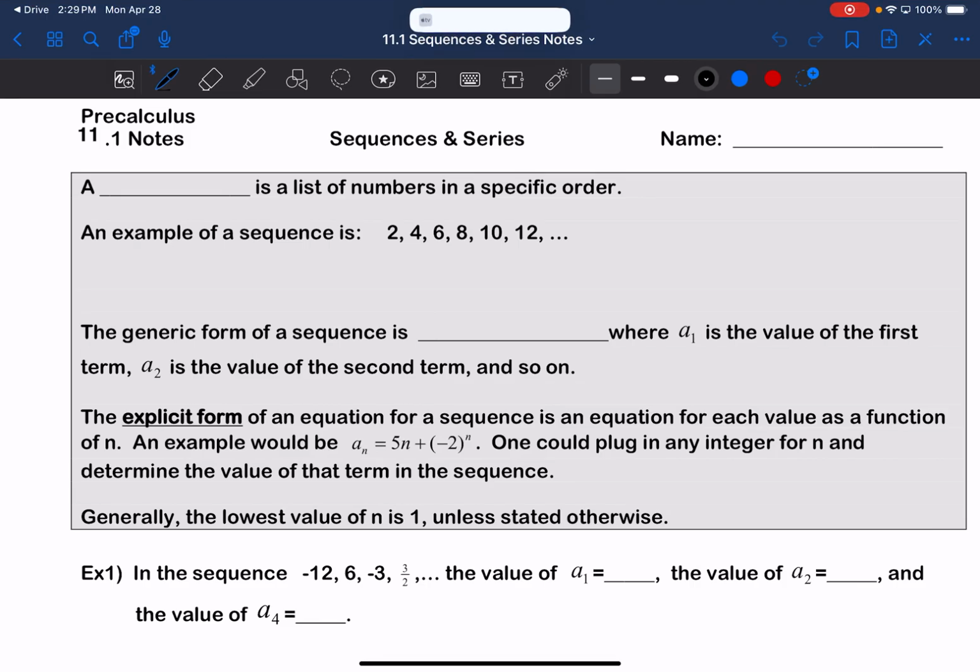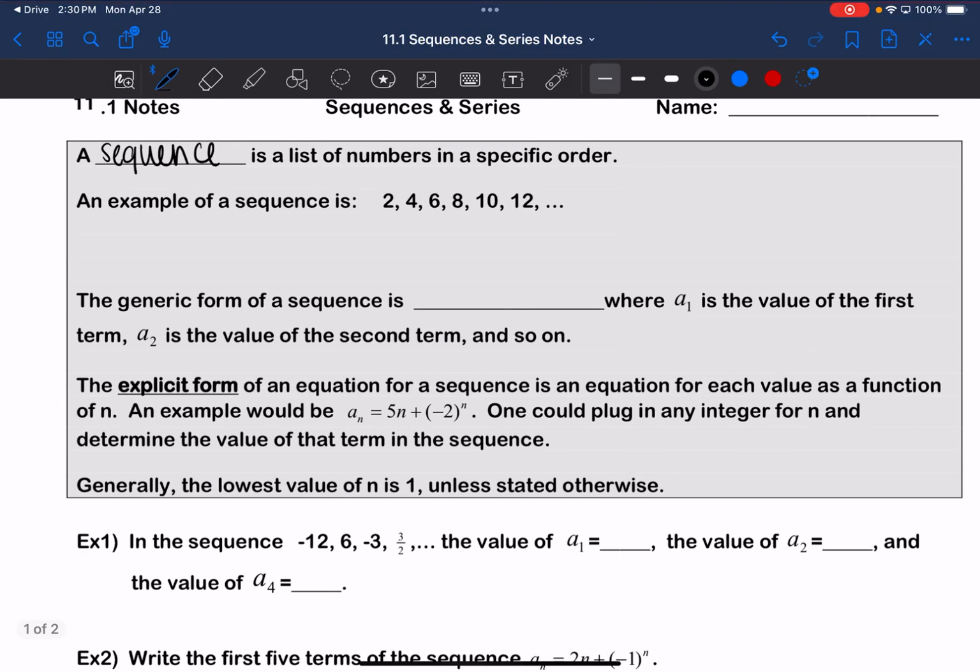Today we're going to talk about sequences. A sequence is a list of numbers that are occurring in some specific order. There's a pattern to it. An example of a sequence would be like 2, 4, 6, 8, 10, 12, right? They're occurring in some sort of pattern there.